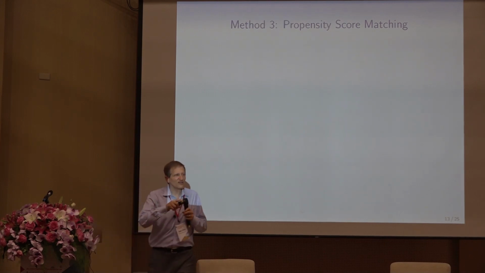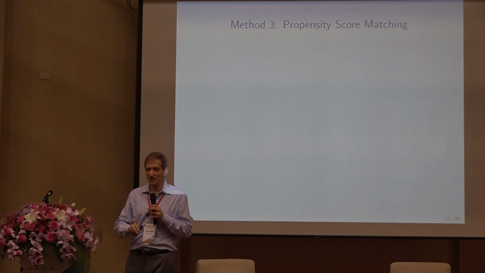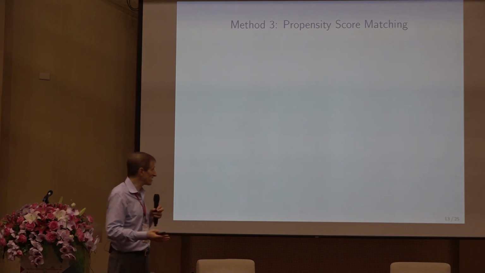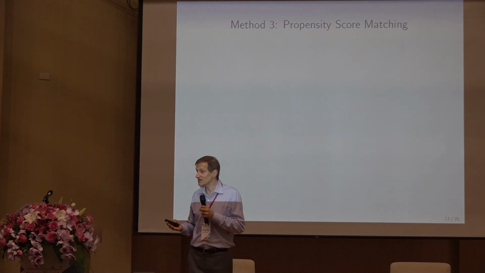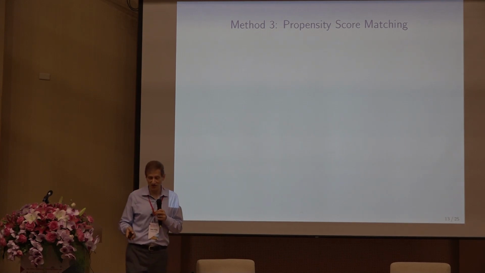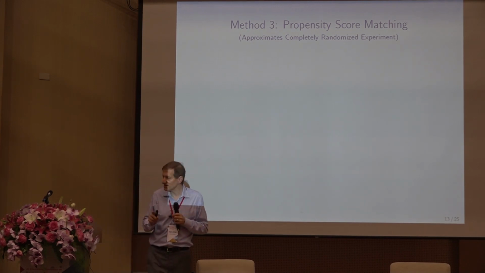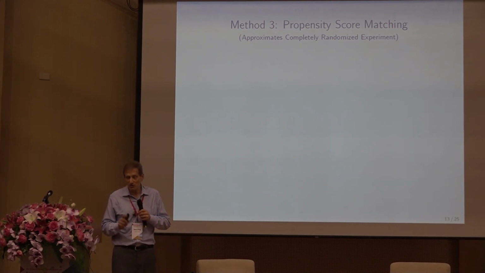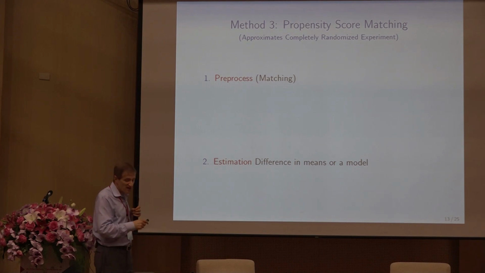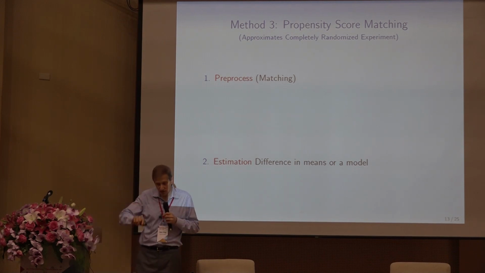Okay. Now, the last method is propensity score matching. So this is the most commonly used method. It's used in 100,000 scholarly articles. It approximates a completely randomized experiment, not a fully blocked experiment. So it has lower standards. Again, we're going to pre-process, and we're going to do estimation by any method we want.